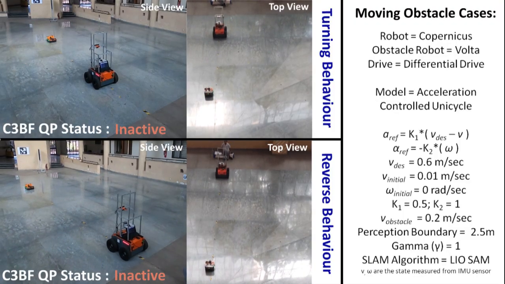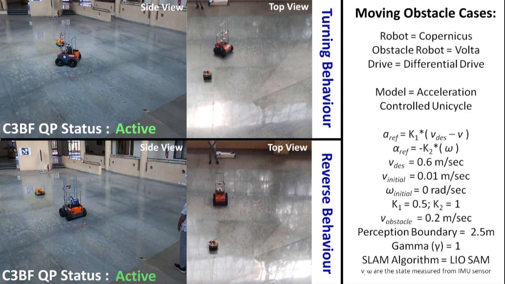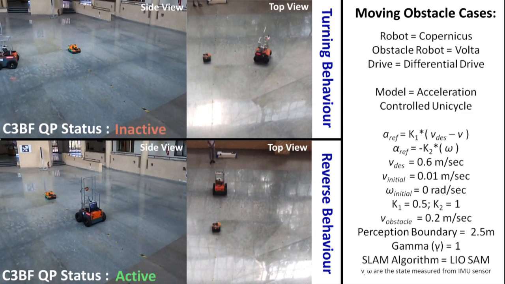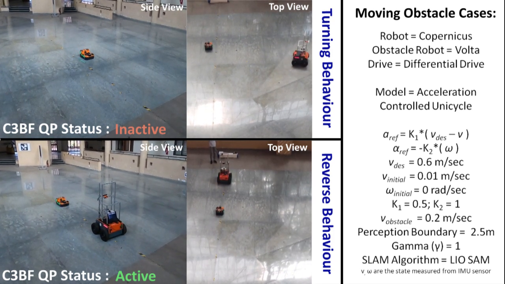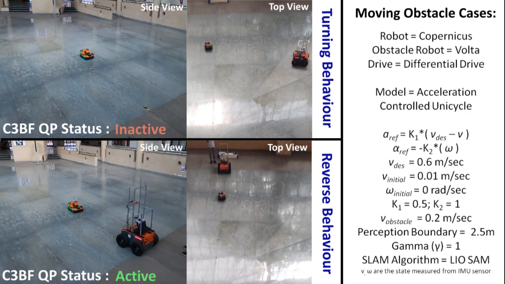For testing our algorithm in a dynamic environment setting, we used another robot, Volta, to act as a moving obstacle. We tried different scenarios by changing the obstacle's pose and velocity, and interestingly we got different collision avoidance behaviors of Copernicus, like reversing, turning, and overtaking.